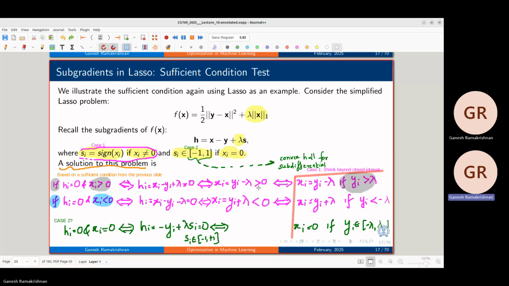And finally, if xi is exactly equal to 0, then yi turns out to be between minus lambda and lambda. The other way of putting it is if yi is between minus lambda and lambda, then xi should be 0. Okay, so what you see on the right hand side is the interpretation. What I highlighted there summarily is what is happening.